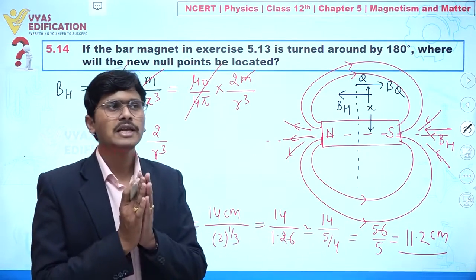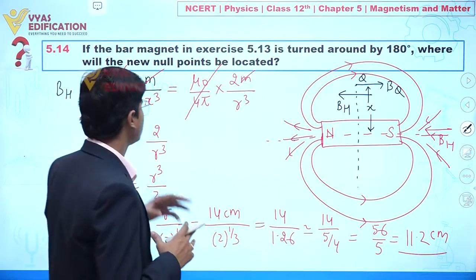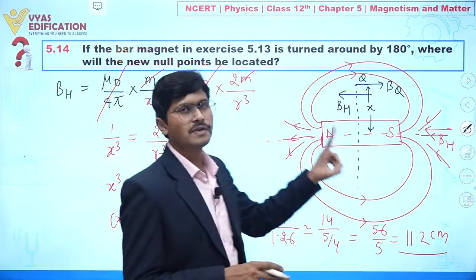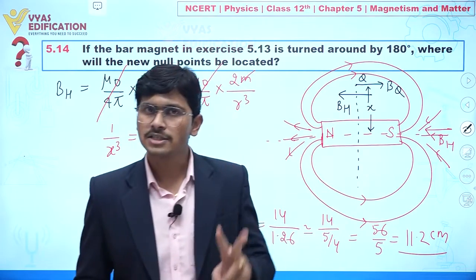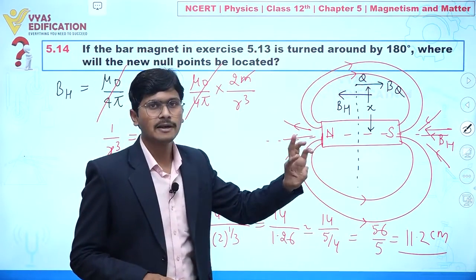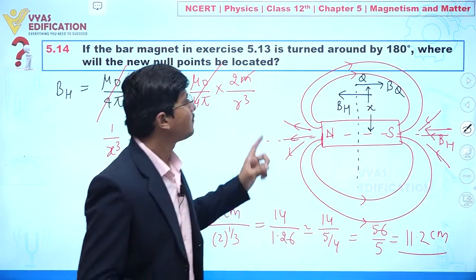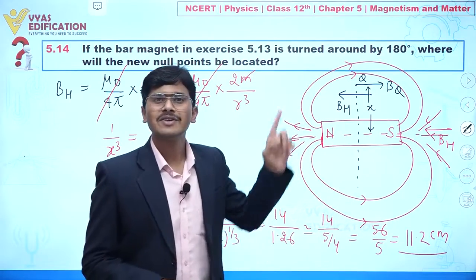So the concept is very clear. If we are placing this short dipole according to the previous one, we get the null point on the axial point. But if we change the direction by 180 degrees, or rotate it by 180 degrees, at that time we get the null point on the equatorial position.